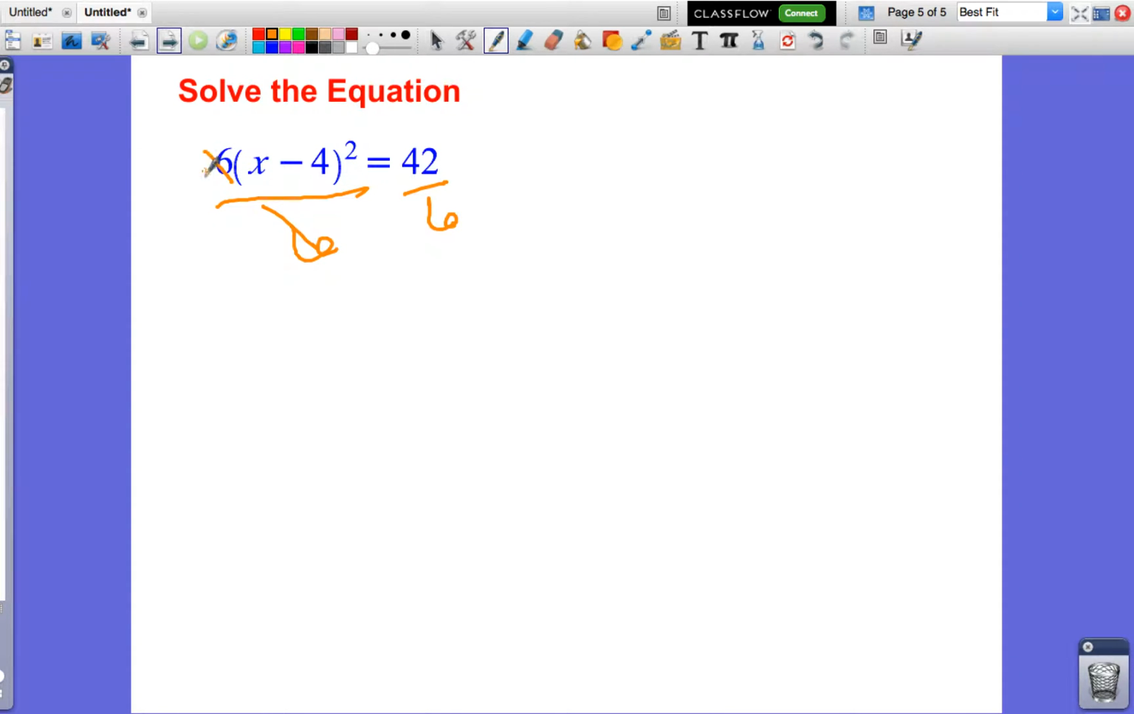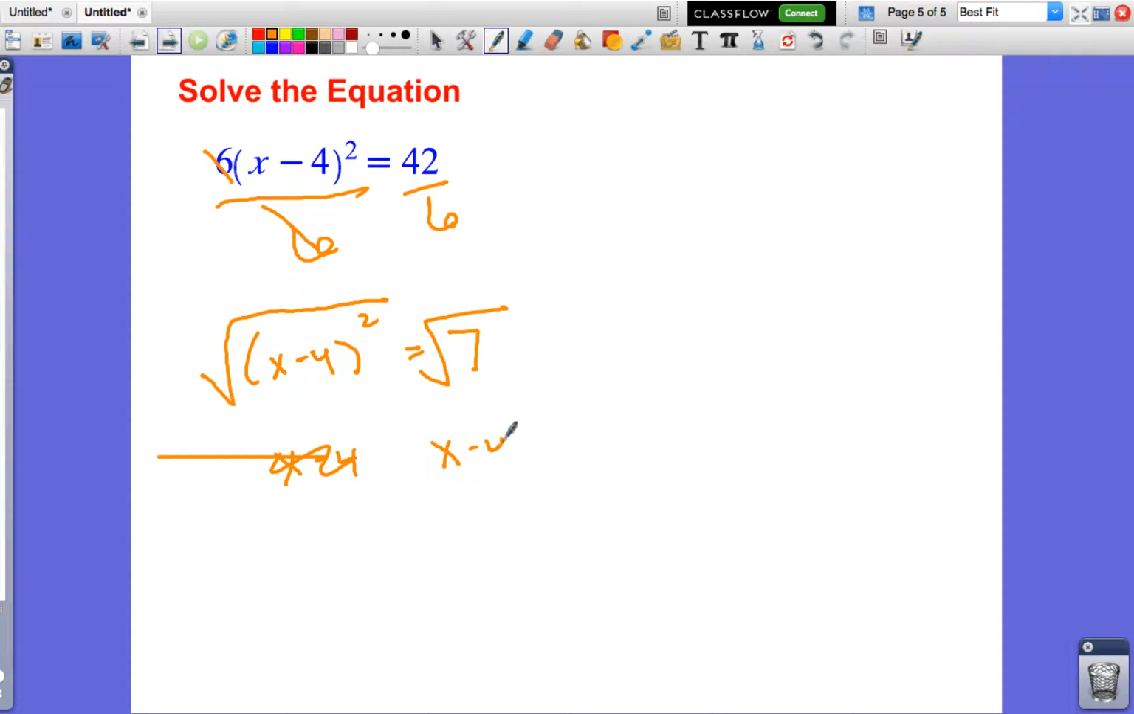These cancel out, because again, this is just multiplication. So I still have (x minus 4) squared equal to 7. That means all of this number here squared is equal to 7. Because this is raised to the power of 2, the square root will cancel out this power of 2, and then I can take the square root on this side. I now have x minus 4 is equal to the square root of 7.